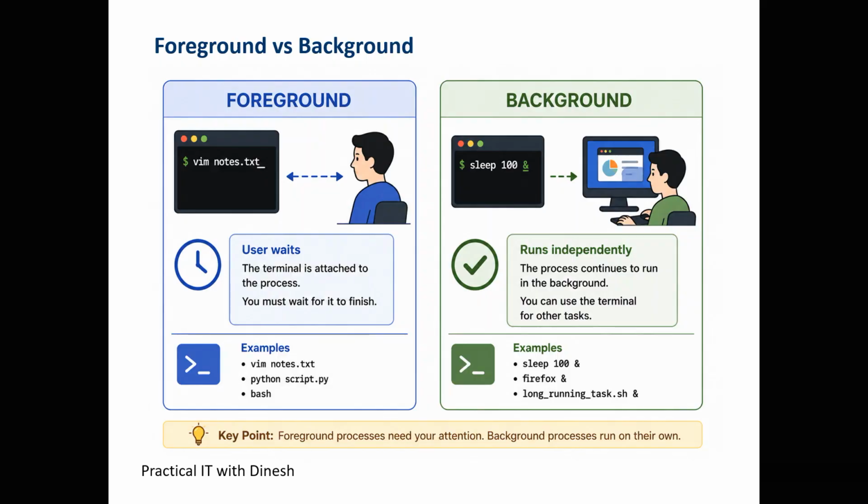Not every process behaves the same way. A foreground process occupies the terminal until it finishes. A background process continues running while you use the terminal for other tasks. For example, suppose you are compressing a very large folder. Instead of waiting for it to finish, you can run it in the background and continue working.